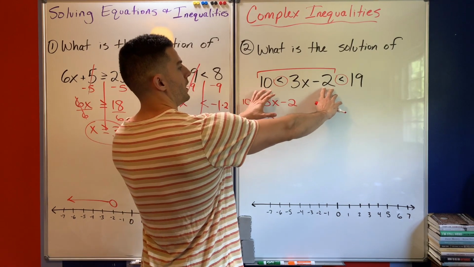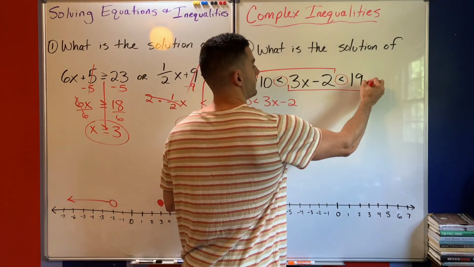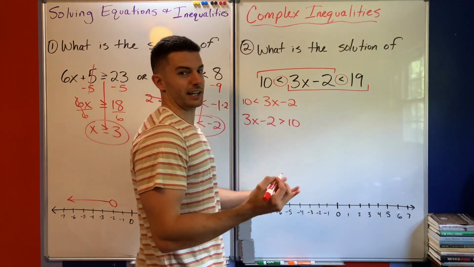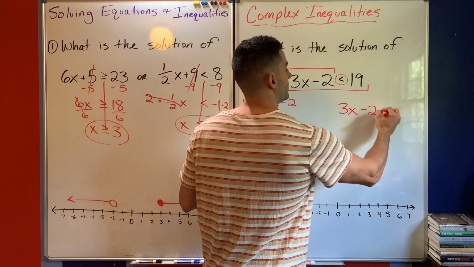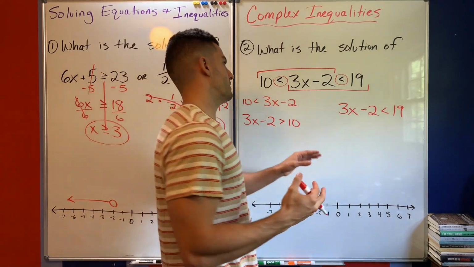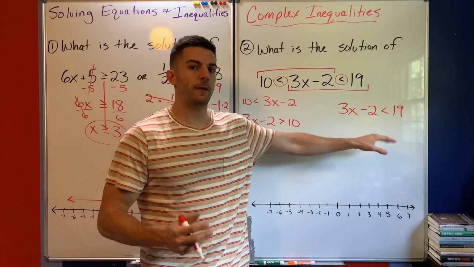Now that is my one inequality that I gather from this, okay? Now my second inequality is, again, that shared middle part with the second one. And I don't have to worry about flipping this one around, right? So I can just say 3x minus 2 is less than 19. So that is going to be a helpful way for me to write these. So it gives me 2 separate inequalities to solve.